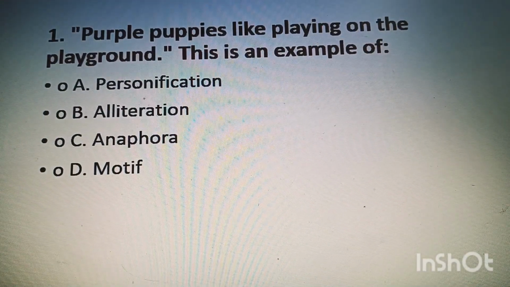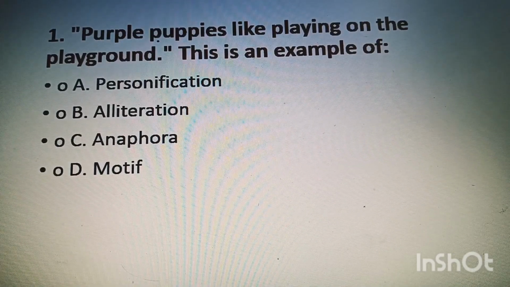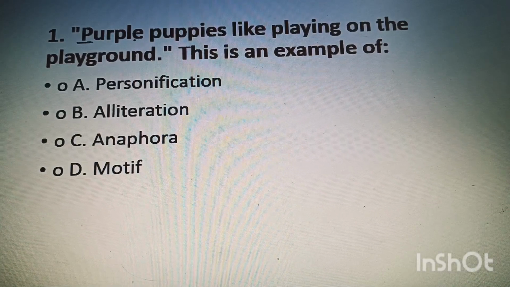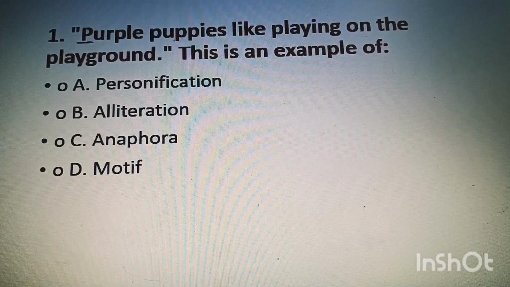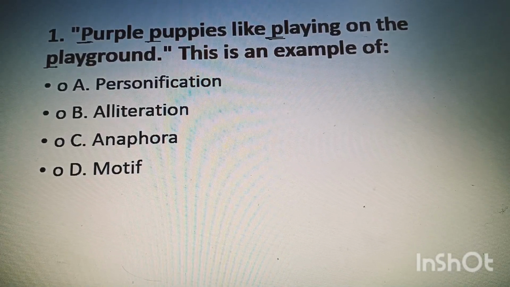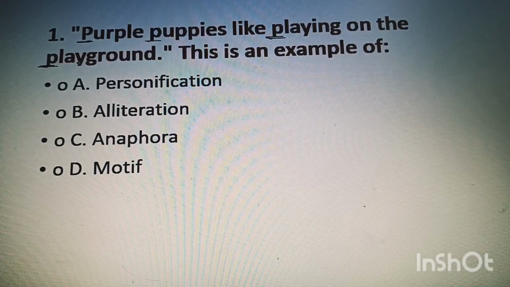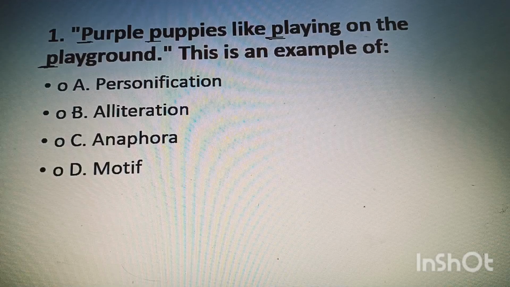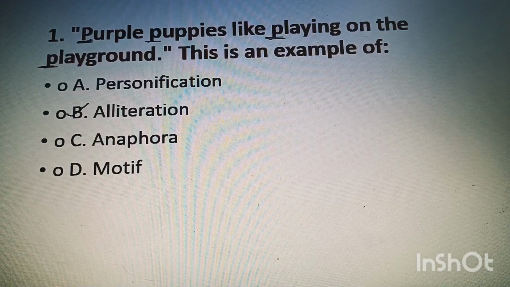Here question number 1: Purple puppies like playing on the playground. This is an example of... So see, purple puppies like playing on the playground. Repetition of letter P, consonant sound. Okay, so this is alliteration. In Hindi, it is called Anupras Alankar. Letter P is repeated, so it is alliteration.